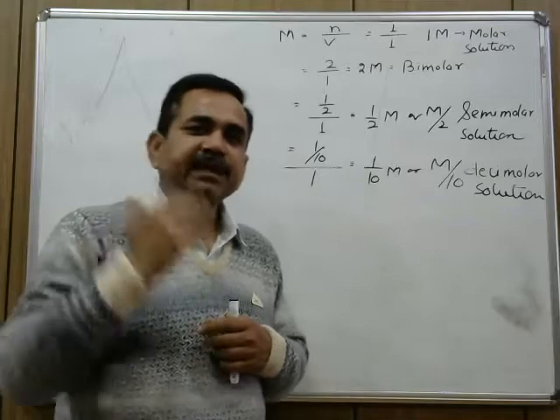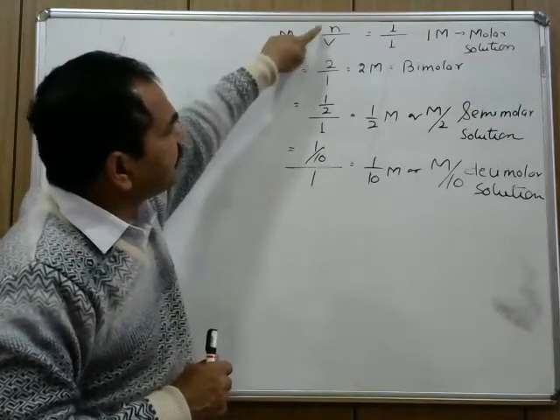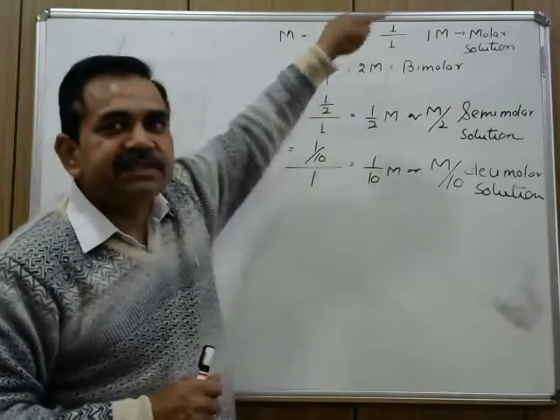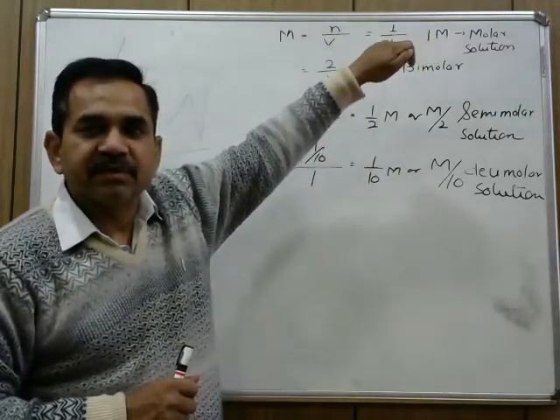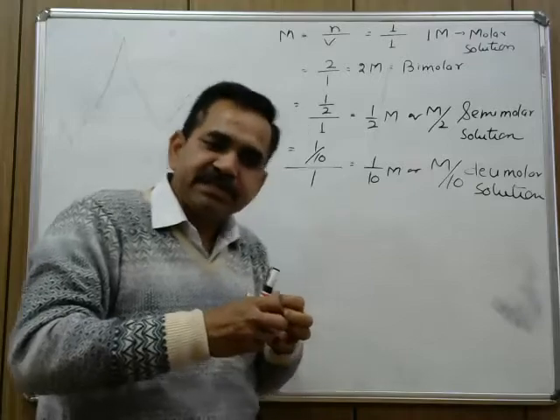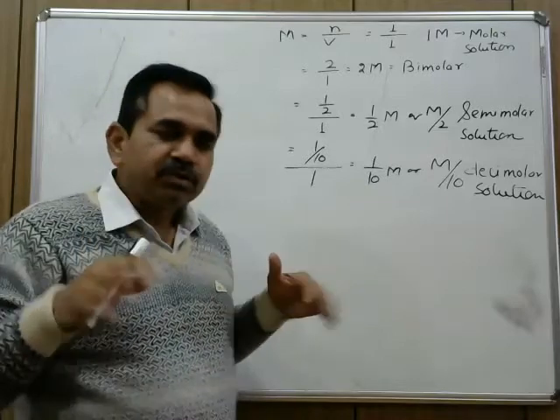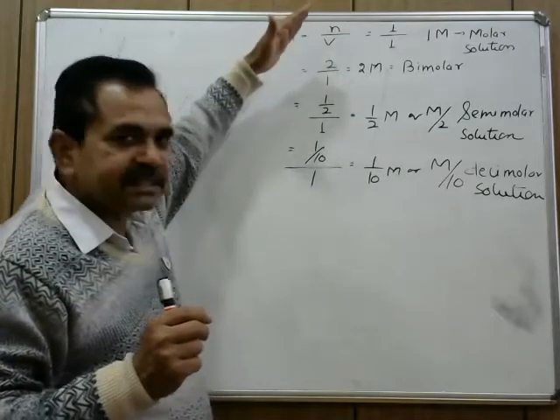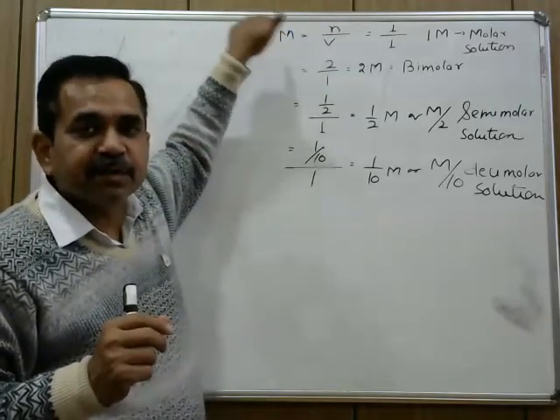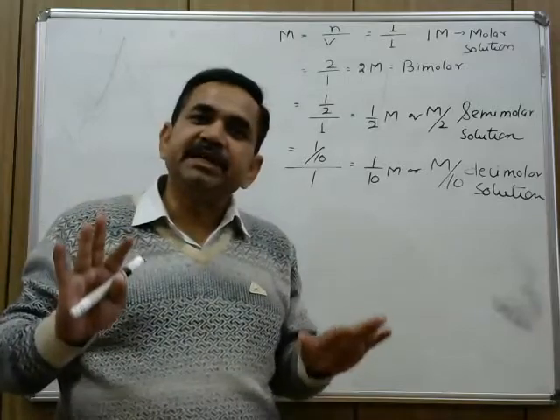Molarity is a temperature dependent unit. If you see this formula, M is given by n by V, number of moles divided by volume of solution in liters. This volume changes with the change in temperature. We all know that when temperature is increased, kinetic energy of molecules increases and volume also increases. So when temperature is increased, the value of V increases, as a result M decreases, because M and V are inversely proportional to each other. So molarity of a solution is a temperature dependent unit.